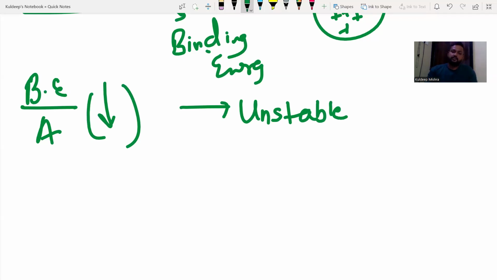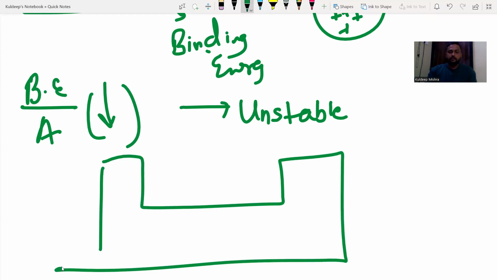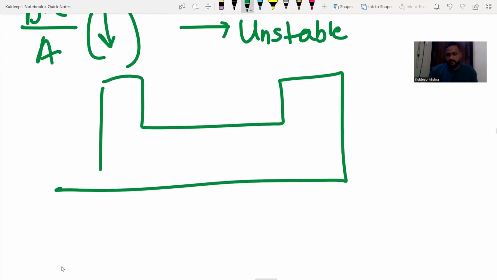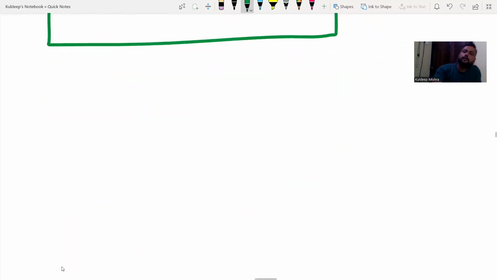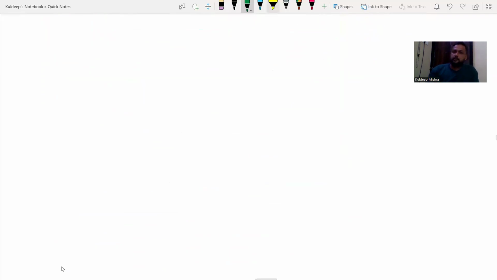So the nucleus which has become unstable, like higher atoms which have more neutrons. In the periodic table, you have the F block elements here. These are all radioactive elements. The lanthanides and actinide series are all very heavy, so they are unstable. So they exhibit radioactivity to become more stable. Now there are three types of radioactive emission.